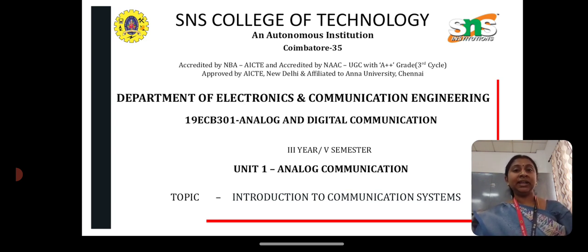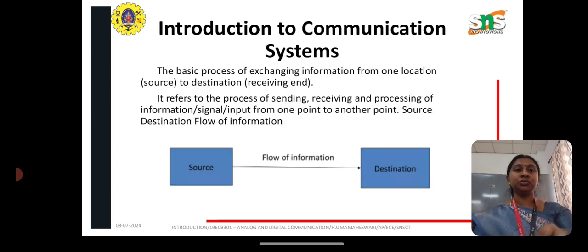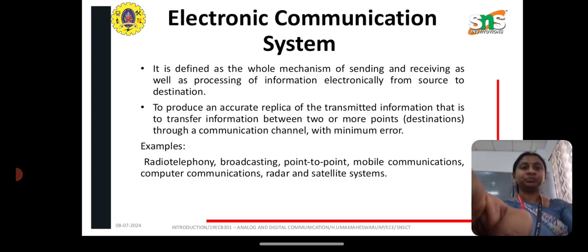In this particular PPT, I'm going to explain the introduction to communication systems. Introduction to communication system is nothing but the process of exchanging information from one location to the destination. It refers to the process of sending, receiving, and processing of information or signal or input from one point to another point. That is source to destination, the flow of information as given in the block diagram.